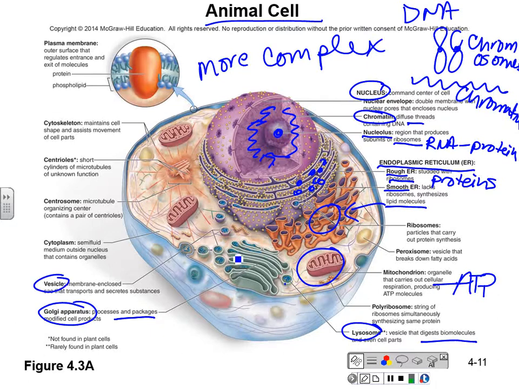Vesicles, basically this is how you transport something inside of a cell. Cytoplasm, this is kind of a fluid, a semi-fluid. It helps give support for the organelles. You have something called a centrosome.